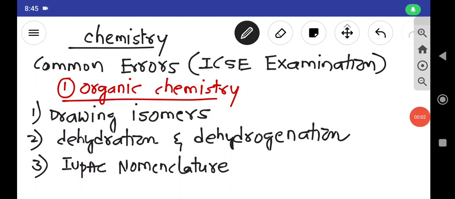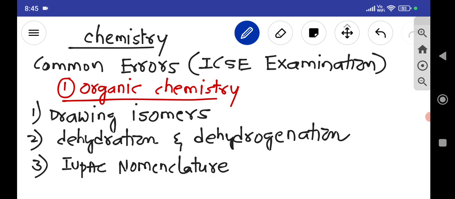Good evening students. In today's class we are going to discuss the common errors made by the students in ICSE examination chemistry. First, in the chapter organic chemistry, drawing the isomers. So you will be knowing the names like position isomers, functional isomers, metamers, etc. But you are not able to draw the isomers properly, so we need to practice that.